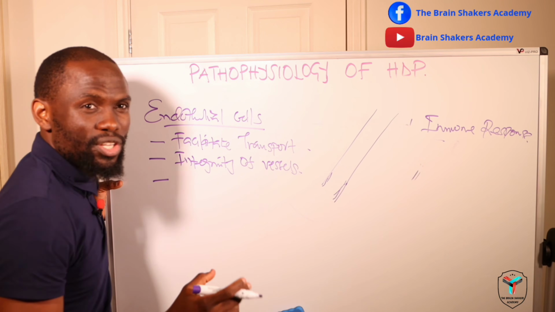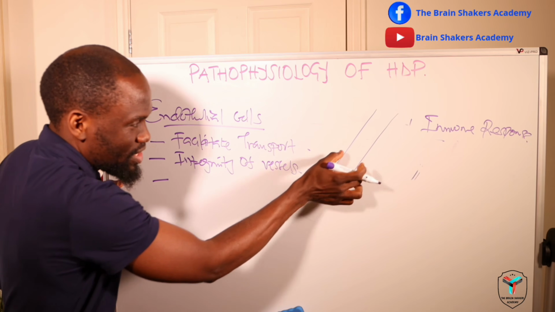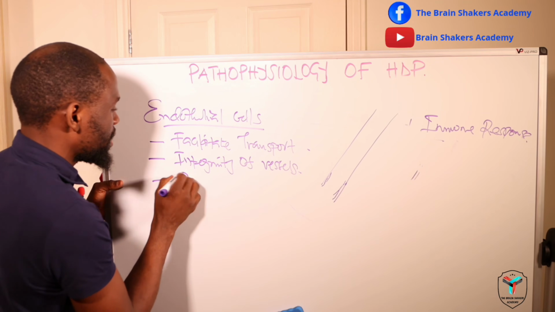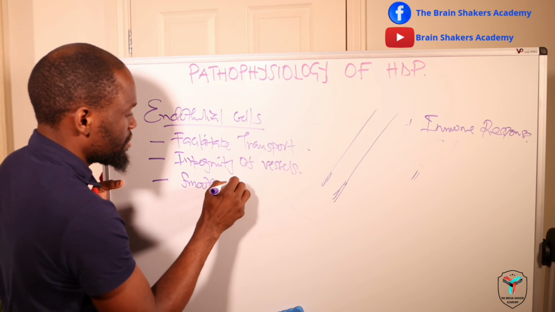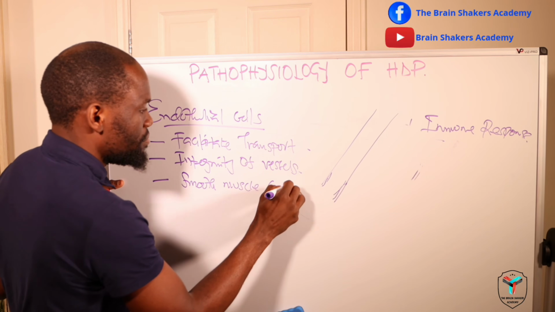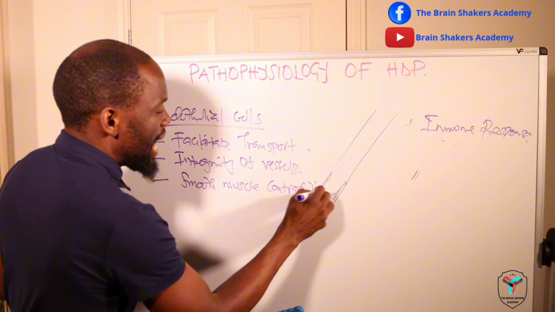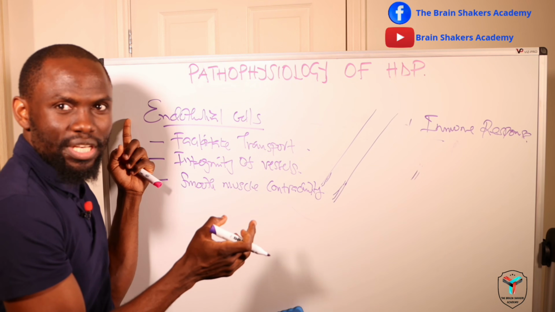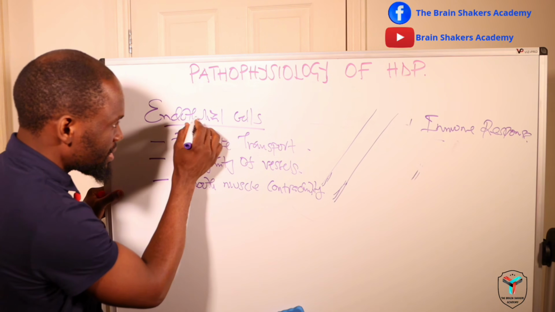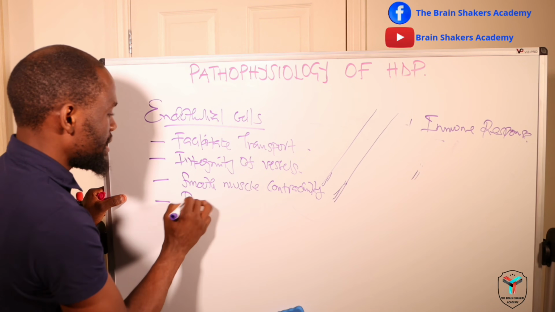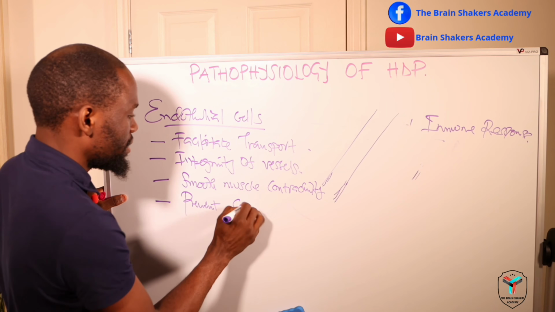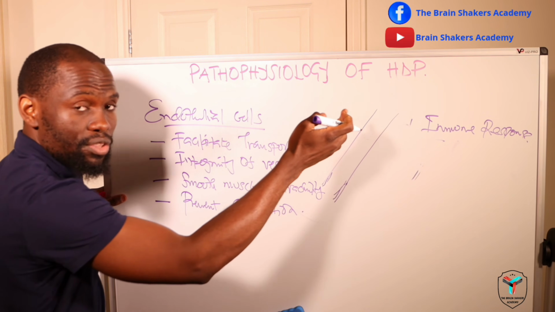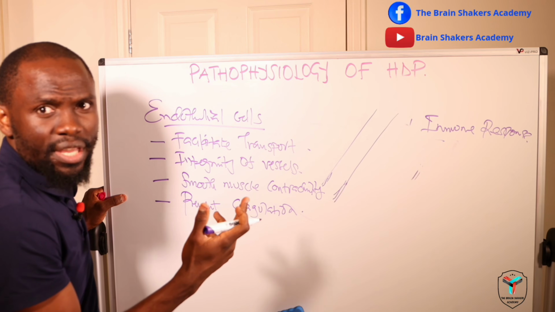Number 3, they are regulating the smooth muscle contractility. So within the tunica media of the vessels, they will regulate the smooth muscle contractility, meaning that the contraction and the dilatation of the vessels is regulated by the endothelial cells. And then the other thing that these endothelial cells do is they prevent coagulation. The blood that is circulating through those vessels will be prevented from clotting.